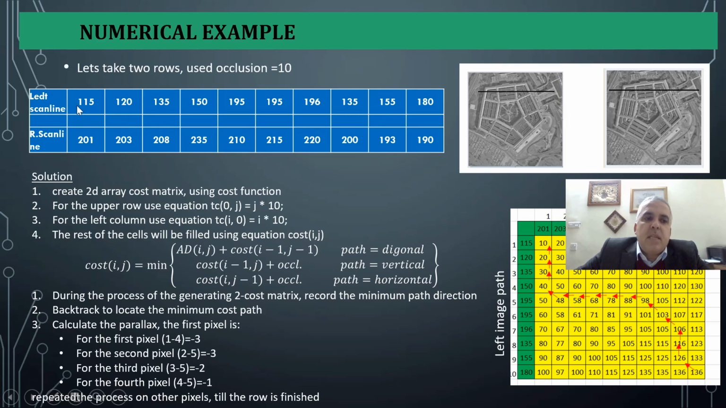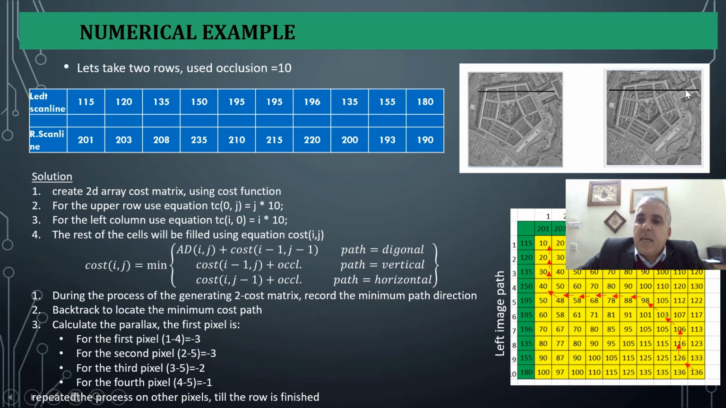Sorry, this is the left image, and this is the right image. Okay, actually, these are the images. What we will take is one row of the image, just one row. From the left image, this is a sample of the row. These are the pixel gray values. For example, this pixel here is 150, and so on.